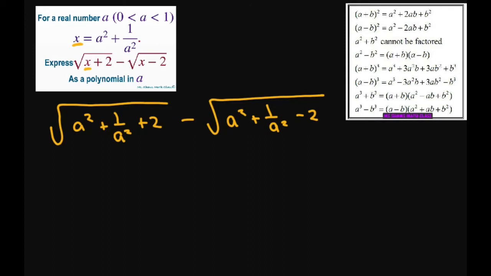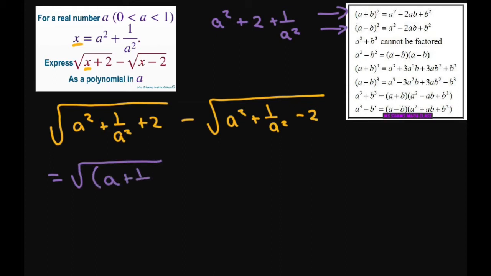All right, so simplifying this, this has these forms here, especially if you write it as a squared plus 2 plus 1 divided by a squared. And the same thing with the minus. So I can write this as equal to the square root of a plus 1 divided by a, squared, because that gives you your 2ab. Your 2ab would be 2 times a times 1 divided by a. So that's why it's just 2, because these will cancel out and give you just the 2.